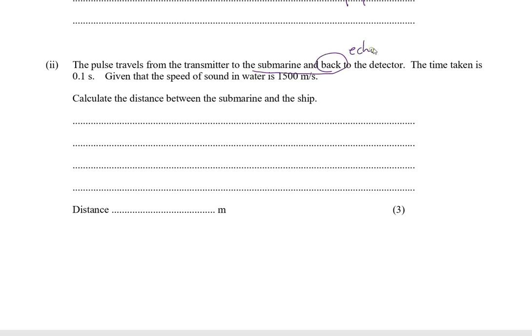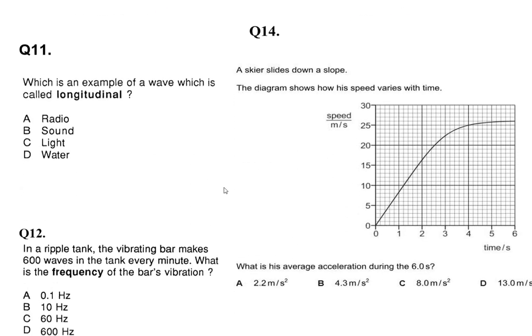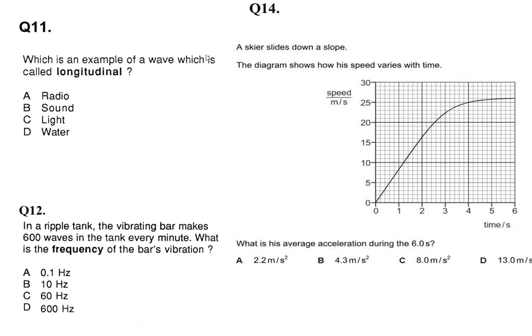So distance is equal to speed times time divided by 2. The speed we know, 1500, times time. Time is 0.1, divided by 2, and this will give me 75 meters. There, done.